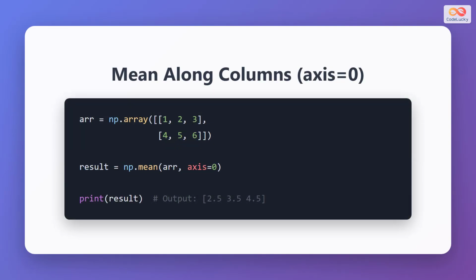When you set axis equals 0, NumPy calculates the mean along the columns, which means it computes averages going down each column. Using our 2x3 array as an example, NumPy calculates 3 separate means, one for each column. The first column contains 1 and 4, which average to 2.5. The second column contains 2 and 5, averaging to 3.5. The third column contains 3 and 6, averaging to 4.5. The result is a one-dimensional array with 3 values.